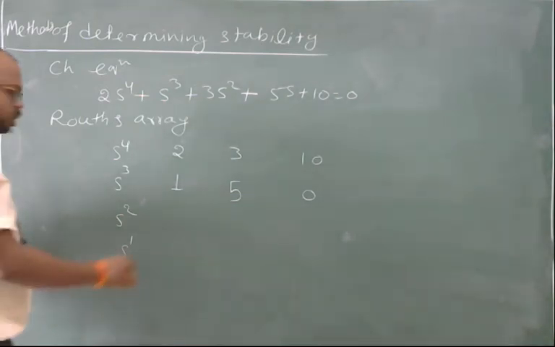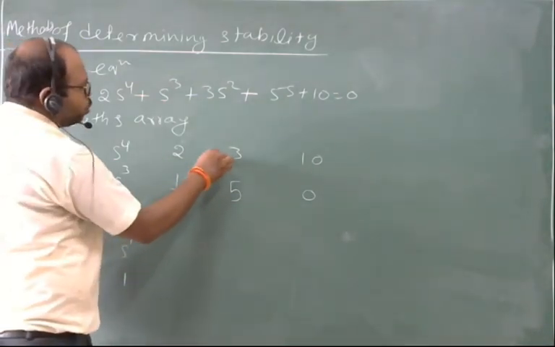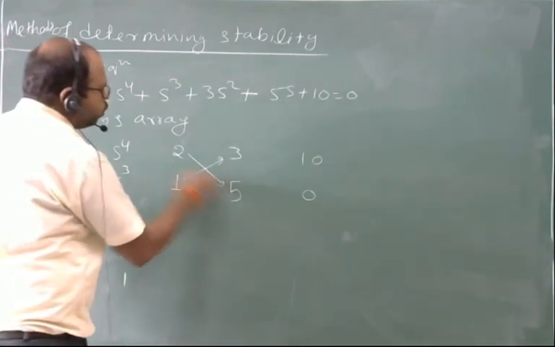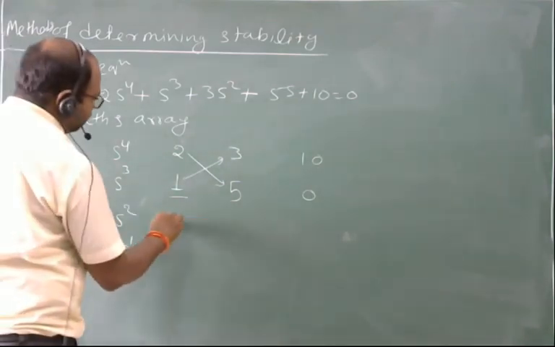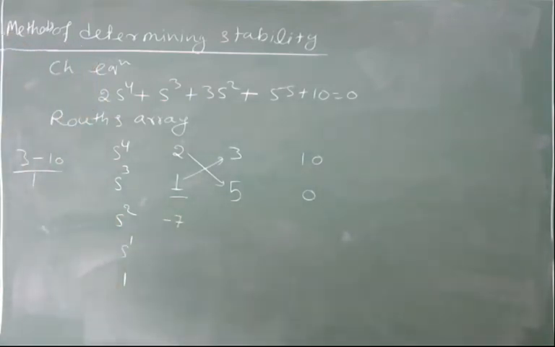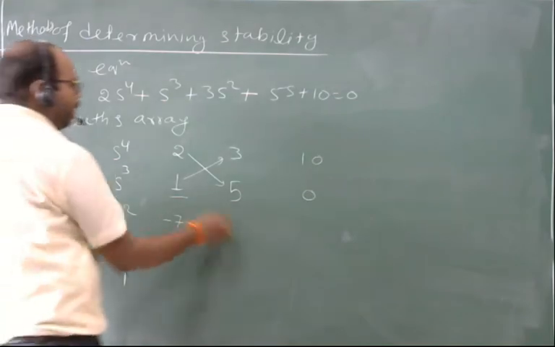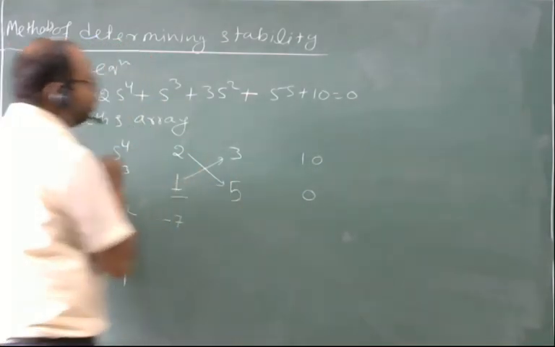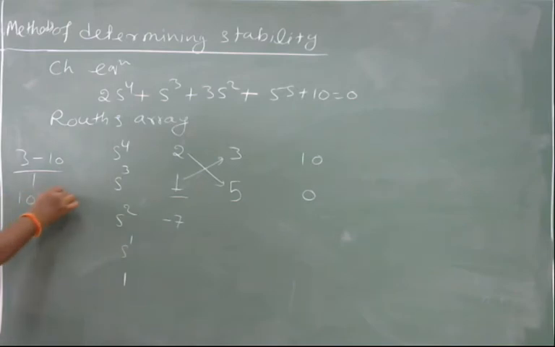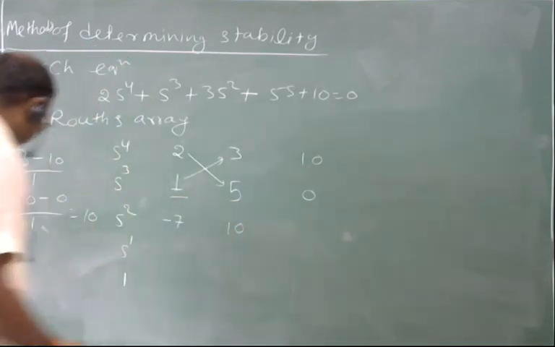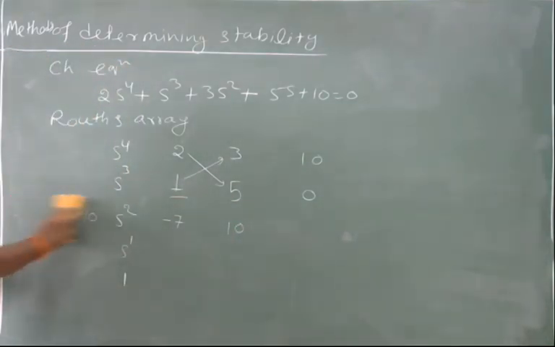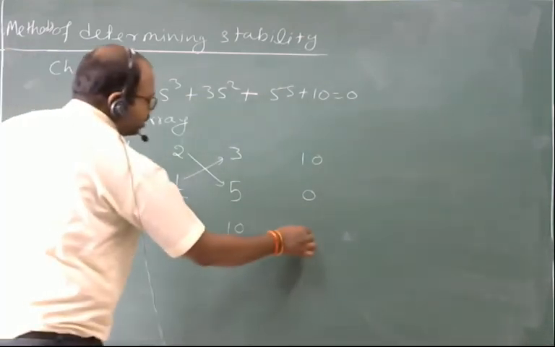Now, the first value here: 1 into 3 minus 2 into 5, divided by 1. So 3 minus 10 divided by 1, so here the value is minus 7. Here, 1 into 10 minus 2 into 0, divided by 1. So 10 minus 0 divided by 1 is equal to 10. So here I am having 10. And here I will have 0.